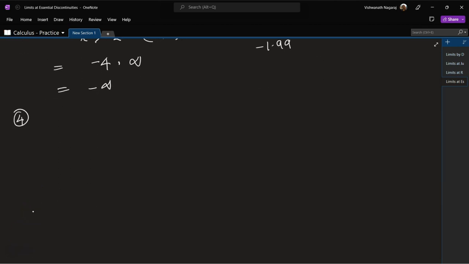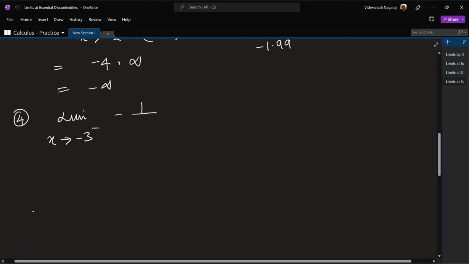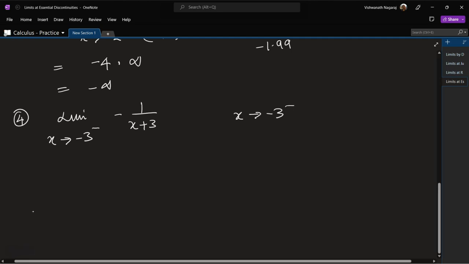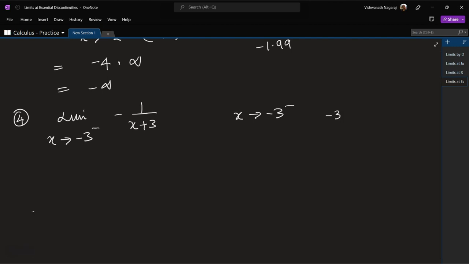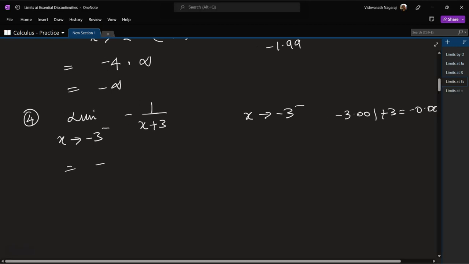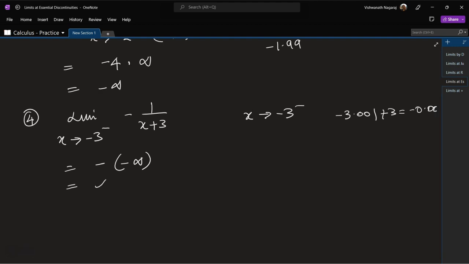Okay, fourth one, limit as x approaches minus 3 from the negative side of minus 1 by x plus 3. So here x approaches minus 3 from the minus side means what? x would be of the form minus 3.001 kind of, plus 3 will make it minus 0.001. So a very small negative number. So which implies that this is going to be minus of minus infinity, which is equal to infinity.